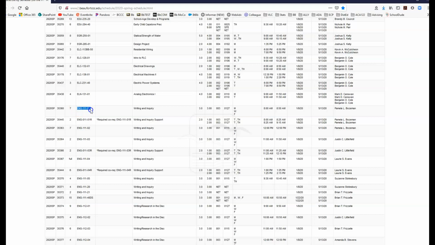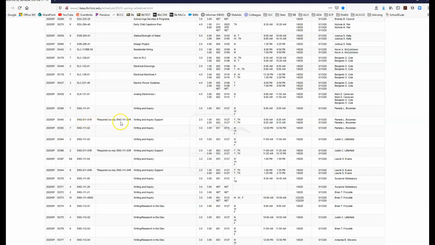English 111, if your advisor tells you that you need to take a co-req, you can see that the co-req for English 111 is English 011. So if you're taking English 111 section 1, and your advisor says you need to take a co-req with that, and the co-req is just a supporting class, then you would also register for the English 011, 01R.